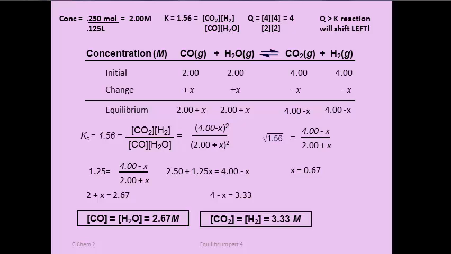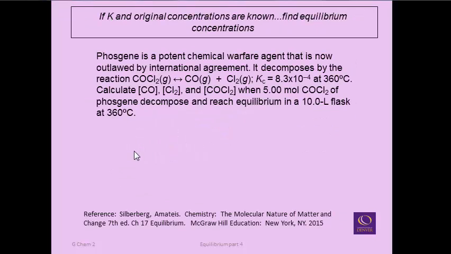And once again, don't forget to take your answers, plug them back into the equilibrium expression, and make sure that you are doing this correctly. They should equal 1.56, which in this case they do. So on we go. Here's another variation, and the point of this example is just to remind you, you still need to compare Q to K before you decide whether it's a minus x or a plus x that goes into these columns.